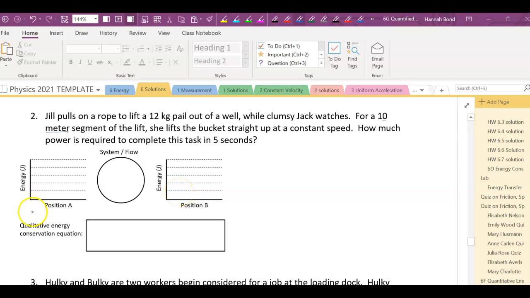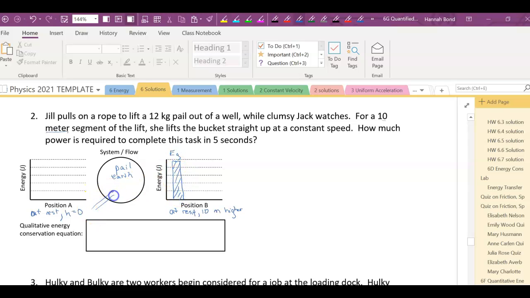So the pail is initially not moving, so it's at rest. And here at position B, it's at rest again, but it's 10 meters higher. So if I consider the system that includes that pail and the earth, initially the pail really has no energy. I'll say it's at a height of 0 initially. But at the end, it's at rest still, but it's higher. And so now it has gravitational potential energy that it did not have at position A.